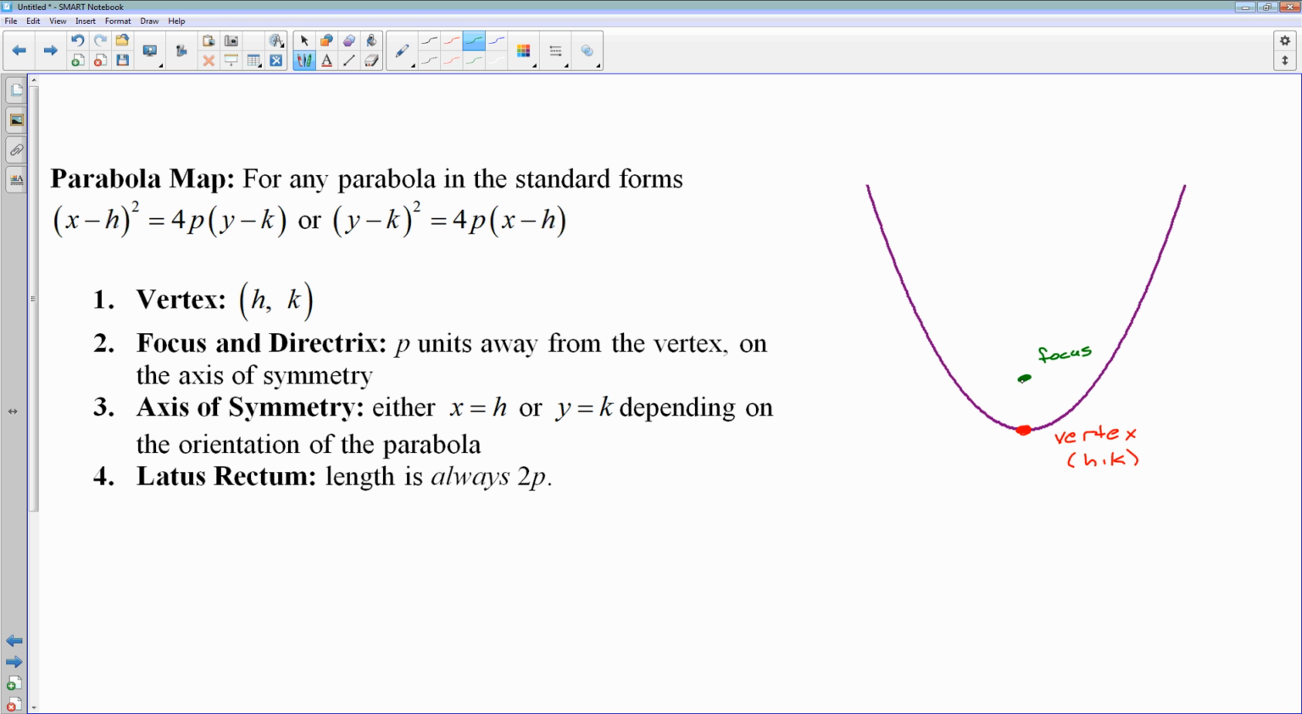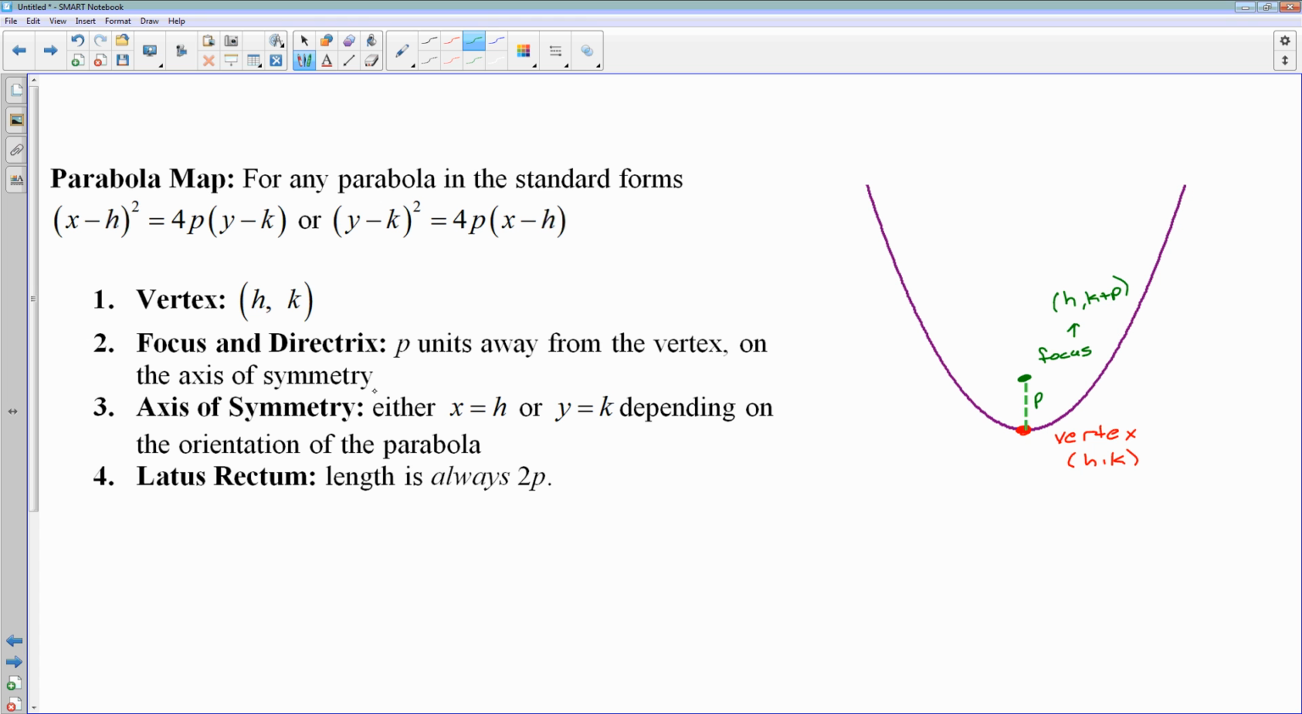Okay, so this focus would be, if I go up, I said that the focus is p units from the vertex. So if I go up p units, moving up changes the y coordinate. So my focus, the ordered pair, for this one, my x coordinate didn't change. I didn't move left or right. I went straight up. So the x coordinate remains h. I started at k, and then I went up p units. So my focus is going to be (h, k plus whatever p is).